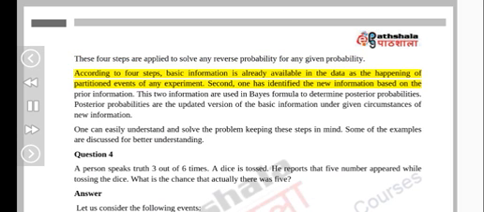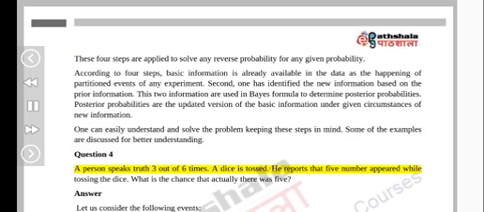According to the 4 steps, basic information is already available in the data as the happening of partitioned events of any experiment. Second, one identifies the new information based on the prior information. These two pieces of information are used in Bayes' formula to determine posterior probabilities. Posterior probabilities are the updated version of the basic information under the given circumstances of new information. One can easily understand and solve the problem keeping these steps in mind. Some examples are discussed for better understanding.